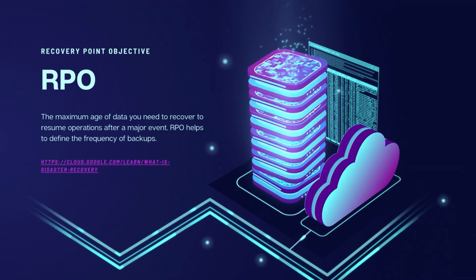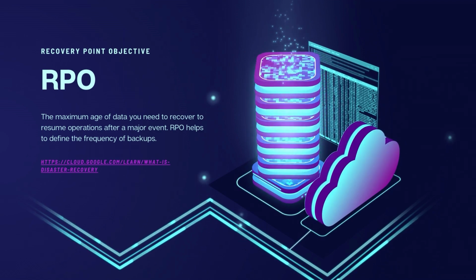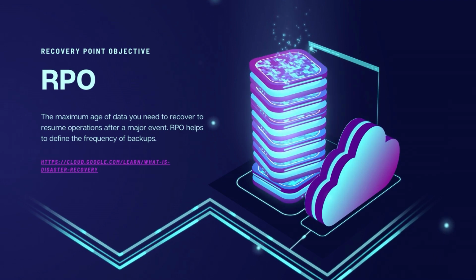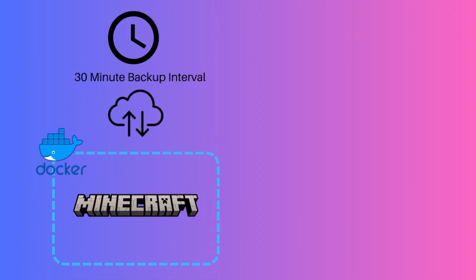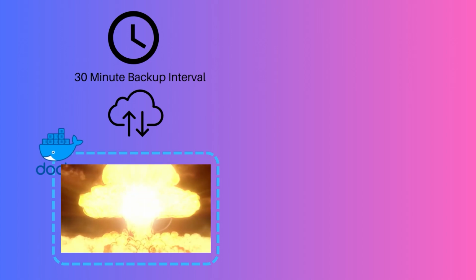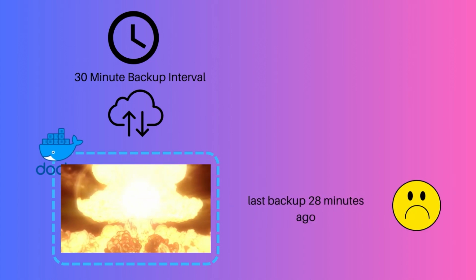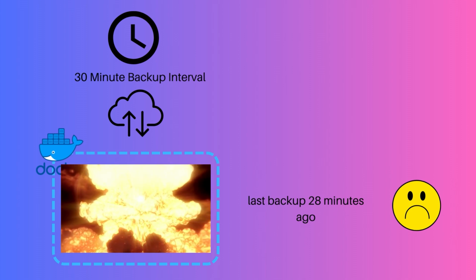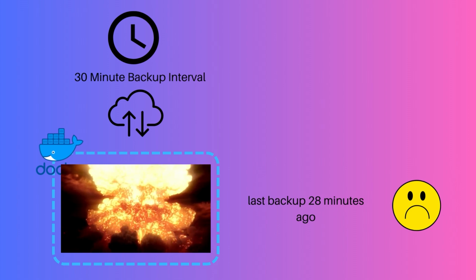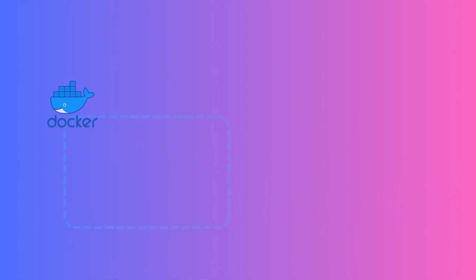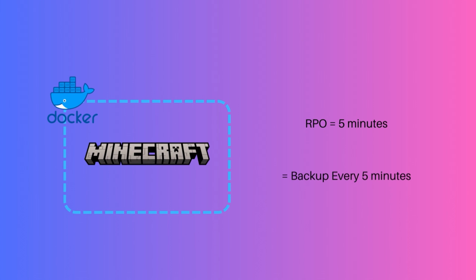In other words, what is the maximum time difference between the time Minecraft went down and you lost the data and the last backup that was taken of your data that we can tolerate. If we back up Minecraft every 30 minutes and the location of your Minecraft data explodes 28 minutes after the last backup, then you just lost 28 minutes of data, right? The last 28 minutes of whatever the users did in Minecraft is gone because your last restore point is 28 minutes ago. So if we define our RPO, or Recovery Point Objective, as 5 minutes, then that means we need to back up that Minecraft server every 5 minutes.